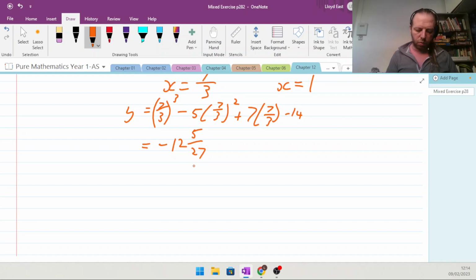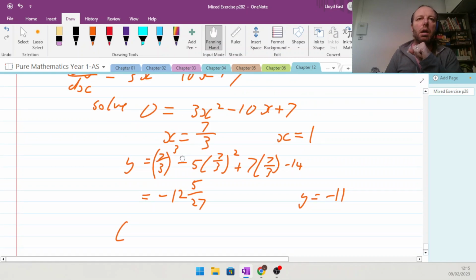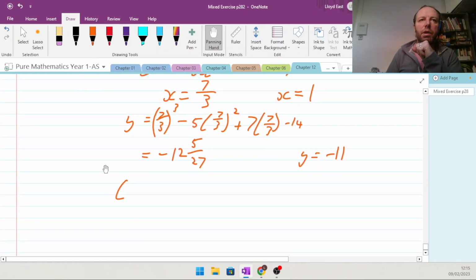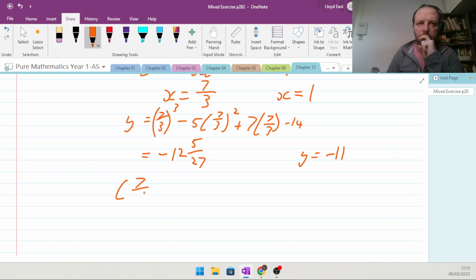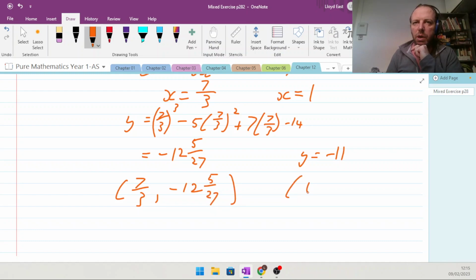Then we're going to do 1, store as x. There it is. And if we put that back in, we get y equals minus 11. Okay, so the coordinates then are going to be 7 over 3, minus 12 and 5 27ths, and 1, minus 11.